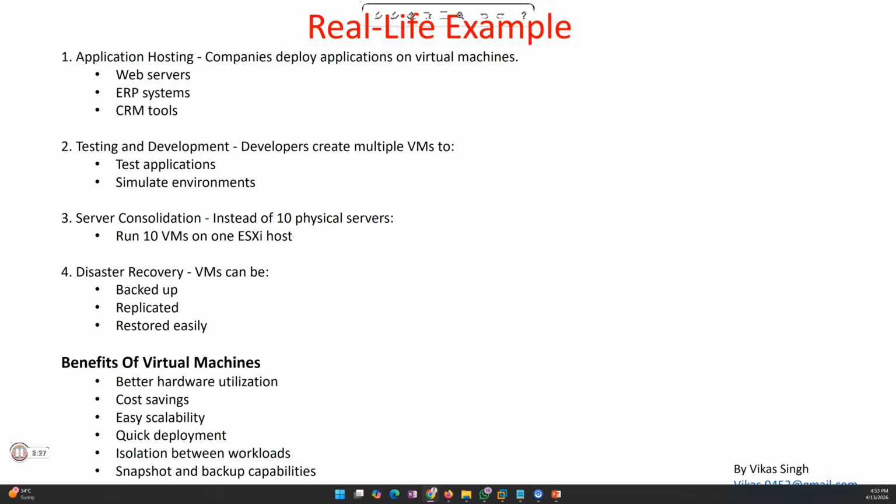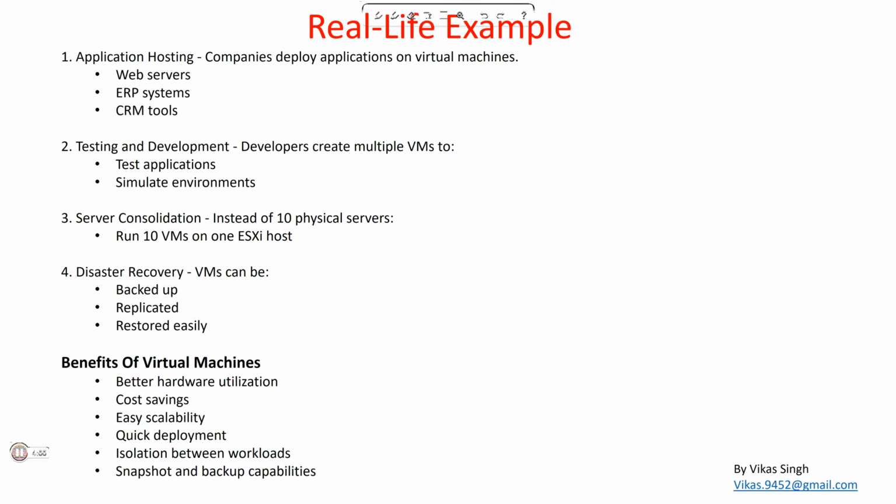Then server consolidation. Earlier, companies used to run 10 applications on 10 physical servers. Now with virtualization, 10 virtual machines can run on a single ESXi host. They save hardware cost, power, and physical space. And disaster recovery. A virtual machine can be backed up easily, replicated easily, and restored quickly in the virtualized infrastructure. This makes disaster recovery very fast and reliable.